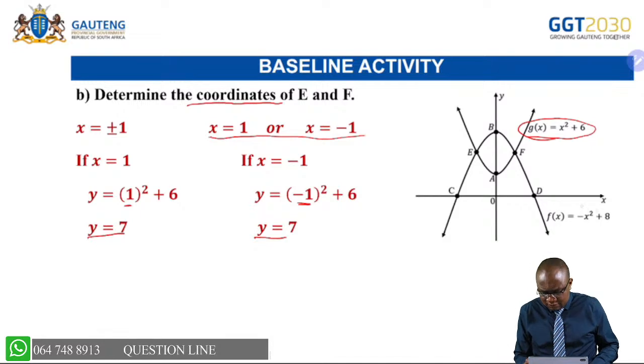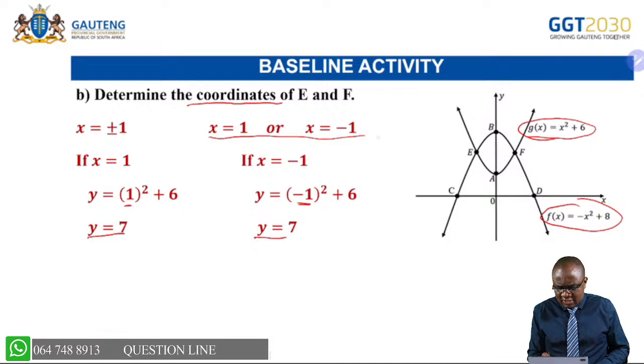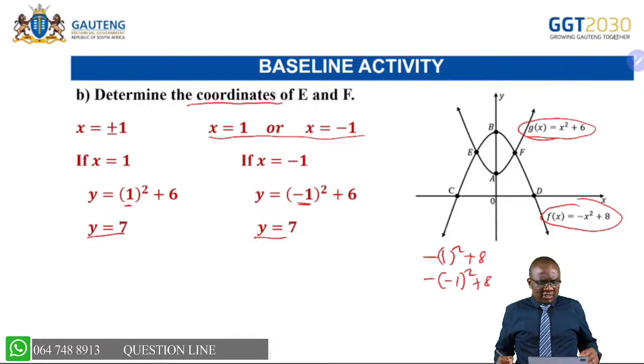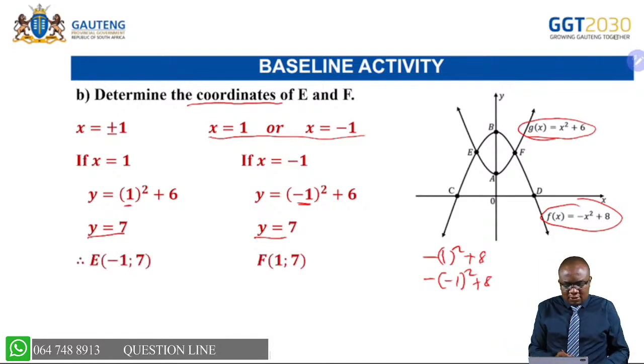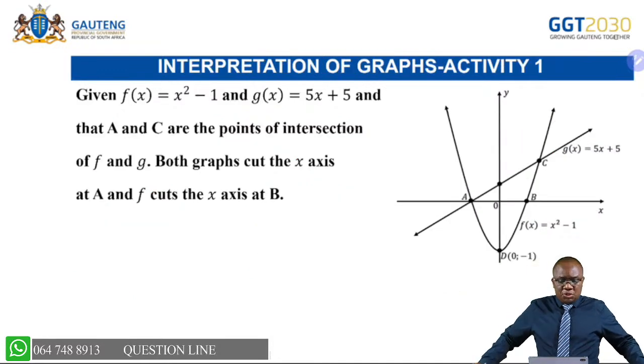Even this was going to give you the same thing. You can try that and say, negative 1 squared plus 8, you will get 7. Or say 1 squared plus 8, you still get 7. So you substitute into any. So now the coordinates of E are negative 1 and 7, and the coordinates of F are 1 and 7. You've answered the question. Okay? Right. Now, we're going to continue with our questions.